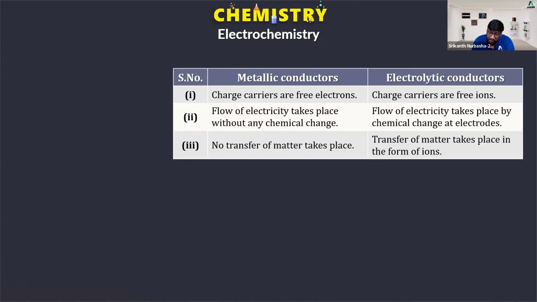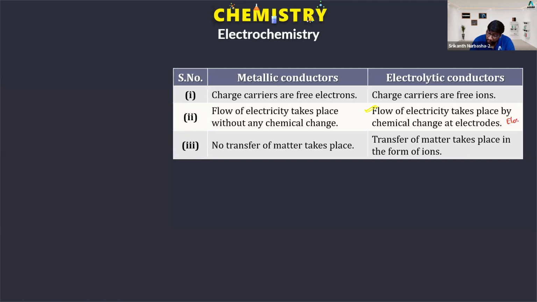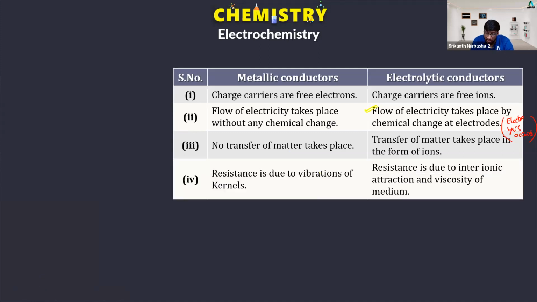In metallic conductors, flow of electricity takes place without any chemical change. If current is passed through an iron rod, there won't be any chemical change because free electrons are transferring. But if the same electricity is passed through NaCl solution, electrolysis may occur, producing a chemical change. So in electrolytic conductors, electrolysis occurs. In metallic conductors no transfer of matter takes place, whereas in electrolytic conductors transfer of matter takes place in the form of ions.